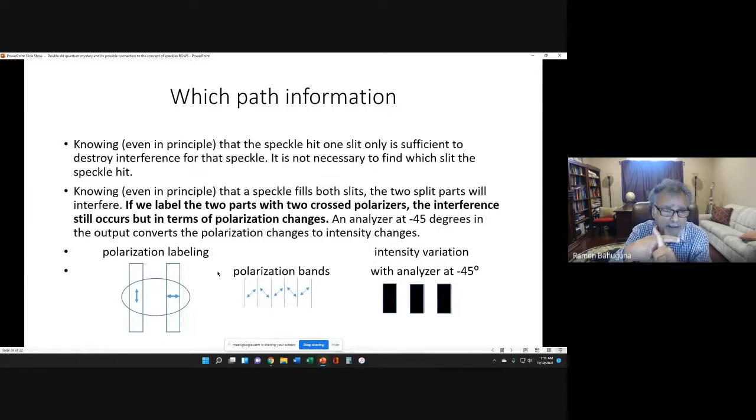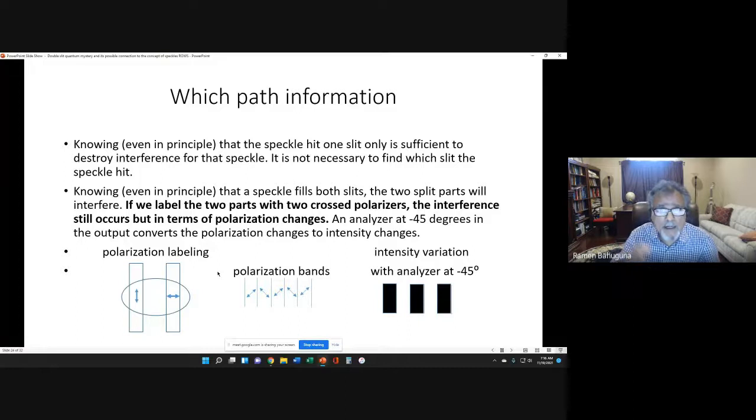We always teach in our undergraduate or graduate optics that cross polarizations do not interfere. They interfere, but we don't see the interference pattern. Why don't we see it? Because there are polarization changes on the screen, and your eye is not sensitive to polarization changes. So the polarization bands, as I've shown you, plus 45, minus 45, plus 45, minus 45, these are the interference bands. I call them polarization bands because you cannot see them.